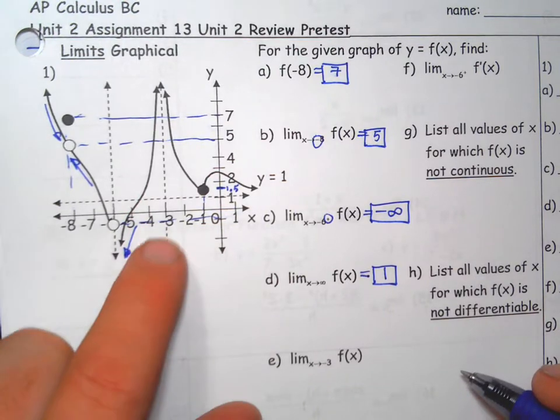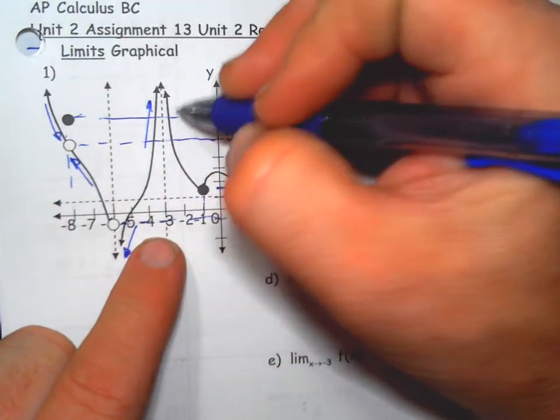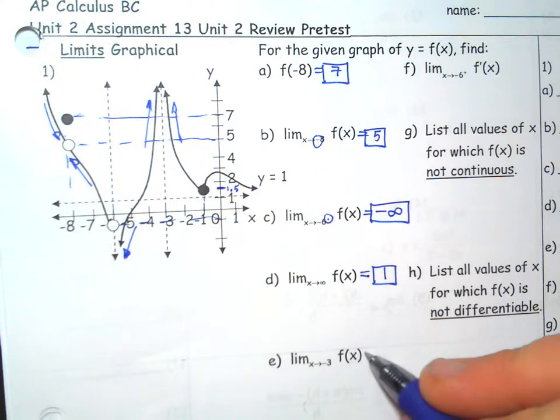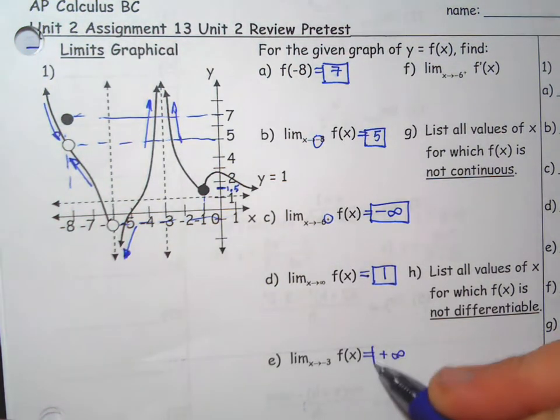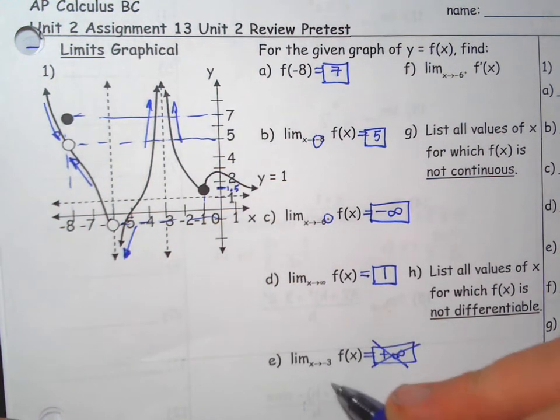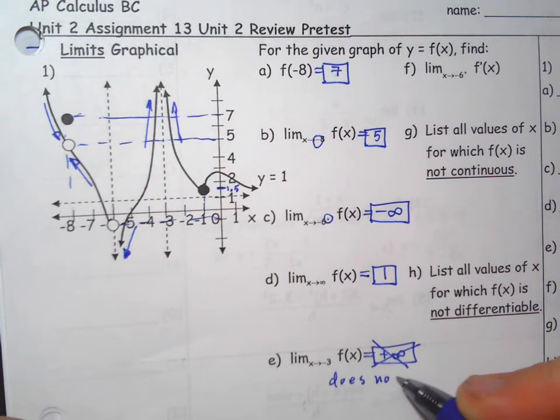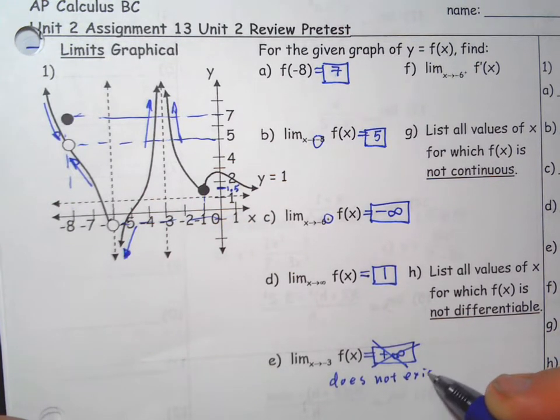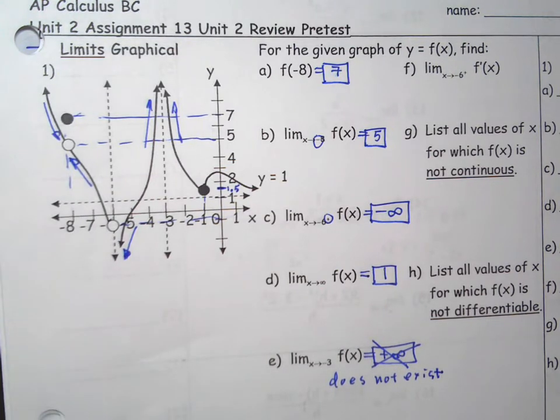As you approach -3 from both sides, it's going to positive infinity on both sides, but I would say that this is an answer that we should not write that. We should say does not exist, non-existent, no limit. So for two-sided limit, I don't want you to put infinity, okay?